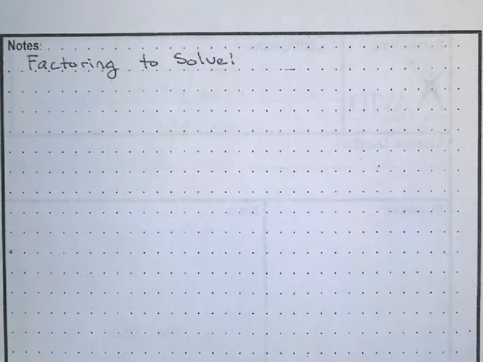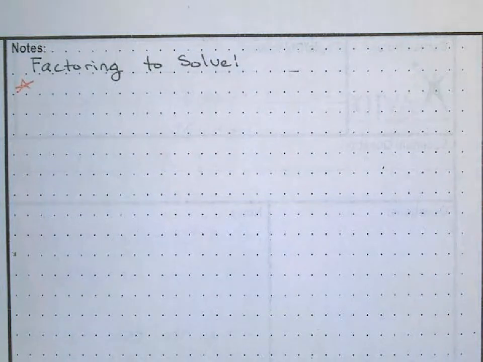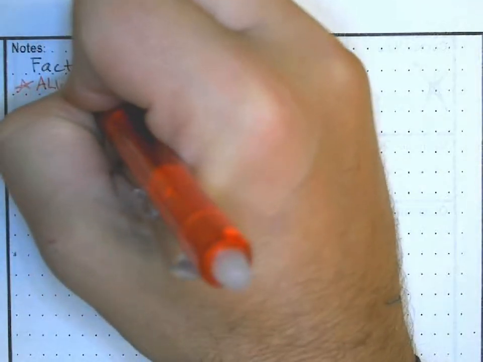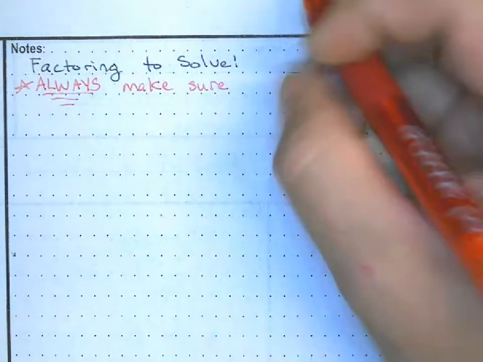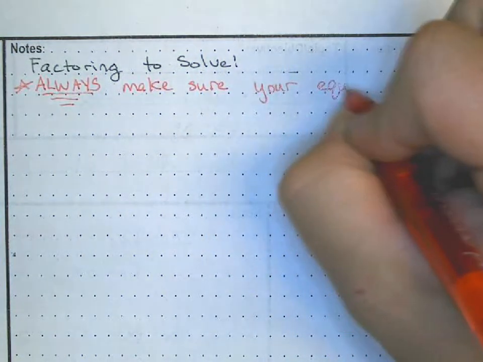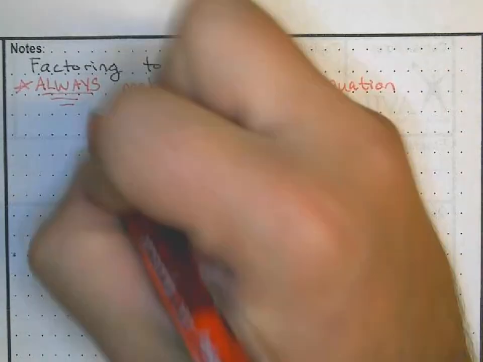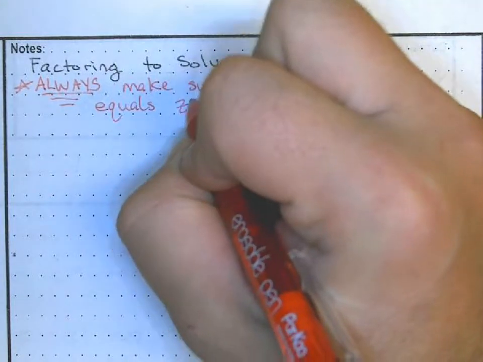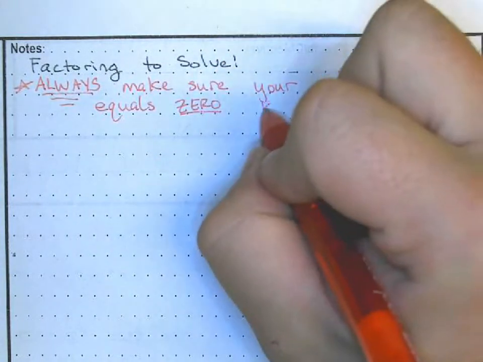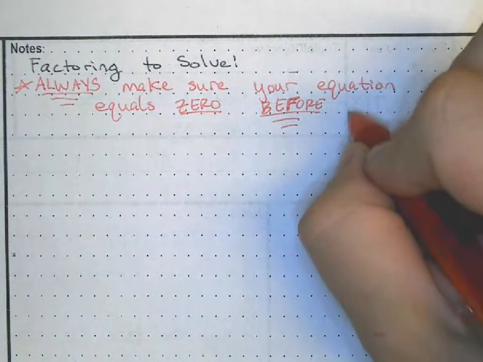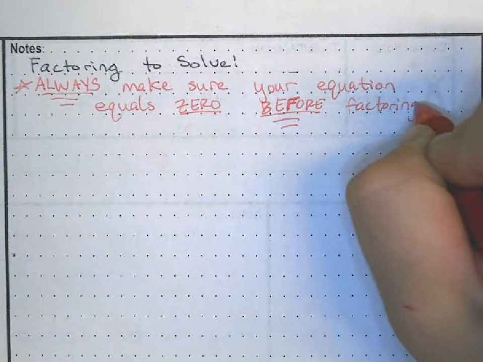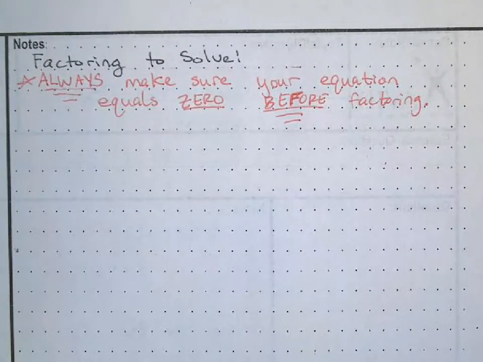Now, something that's really important before we even think about factoring is we always, always, always make sure your equation equals 0 before factoring. So we have to make sure our equation is equal to 0 before we can factor.